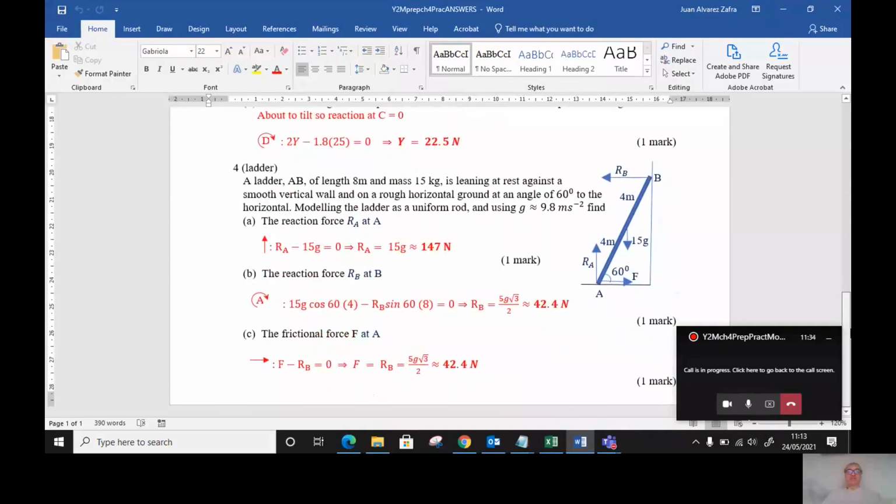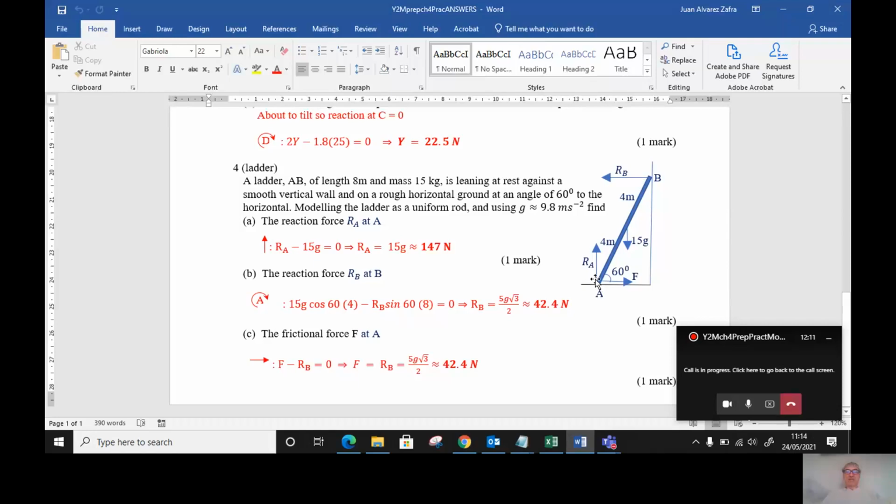Question 4, a typical statics problem, in this case a ladder. Ladder AB, shown here, of length 8 meters and mass 15 kilograms, is leaning at rest against a smooth vertical wall and on a rough horizontal ground at an angle of 60 degrees to the horizontal. Modeling the ladder as a uniform rod, that therefore means that the weight can be thought to act in the center, that is 4 meters up the ladder, and using g to be approximately 9.8 meters per second squared, find the reaction force RA at A.